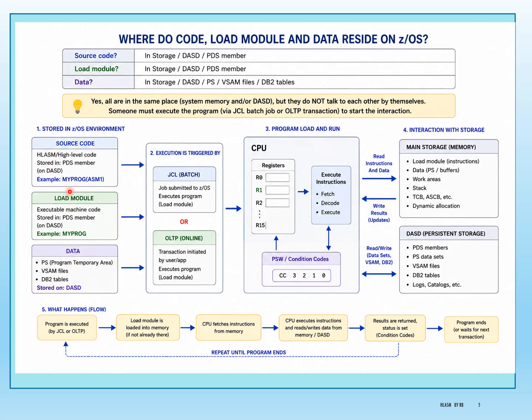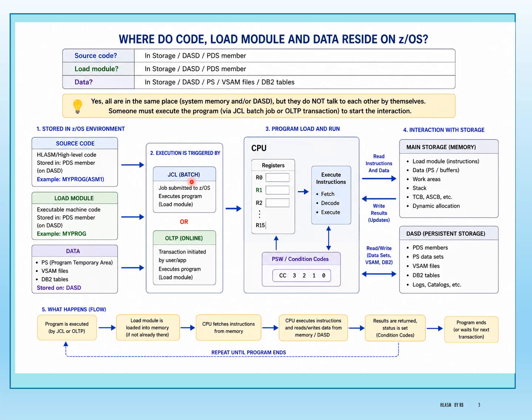What is stored in the z/OS environment? Your source code. For example, in our case, we are talking about HLASM. There is a source code which may be stored as a PDS member, and let us say we call that myproc.ASM1. Then the load module is there, and when you compile this, you get a program created. Maybe that program is called myproc. Then you have data, which is physical sequential files, VSAM files, or some data within the program itself, right? These are all stored.